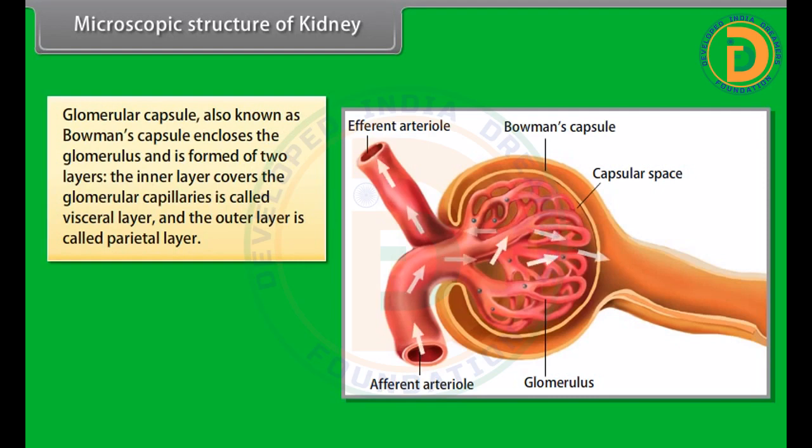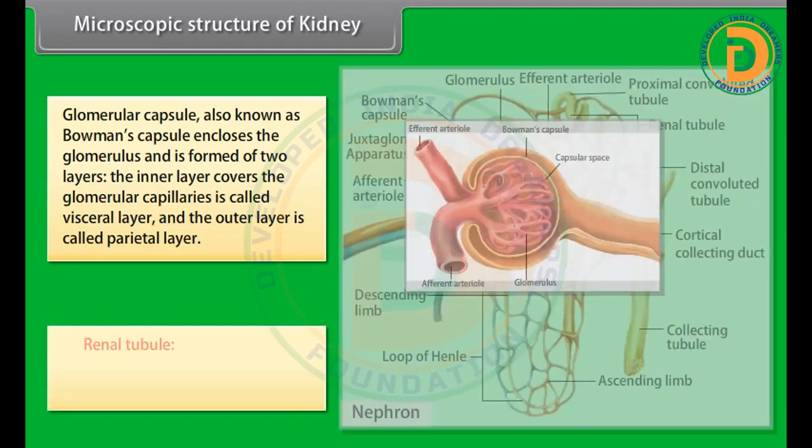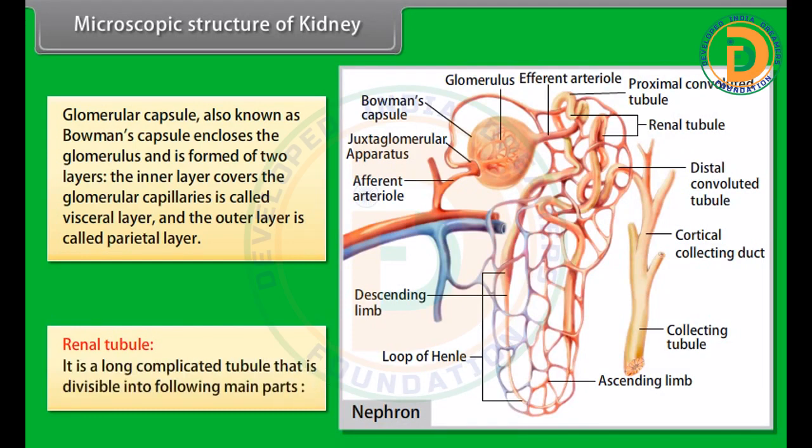Glomerular capsule, also known as Bowman's capsule, encloses the glomerulus and is formed of two layers. The inner layer covers the glomerular capillaries and is called the visceral layer, and the outer layer is called the parietal layer. Renal tubule. It is a long complicated tubule that is divisible into following main parts.